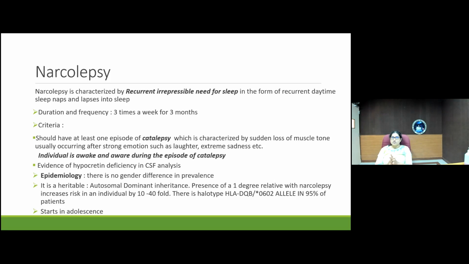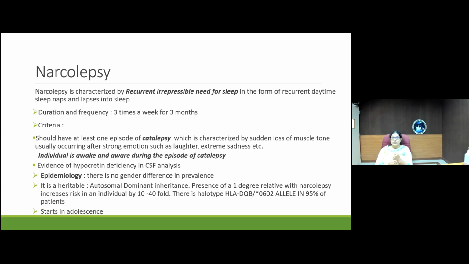What is the criteria? For narcolepsy, along with the recurrent irrepressible need for sleep, there should be at least one episode of cataplexy, which is characterized by sudden loss of muscle tone, usually occurring after a strong emotion such as laughter or extreme sadness or anger. Here, the person is aware and awake, but unable to move. Or evidence of hypocretin deficiency in CSF analysis, along with excessive daytime sleepiness and daytime sleep naps. There should be either cataplexy or evidence of hypocretin deficiency for a diagnosis of narcolepsy to be confirmed.